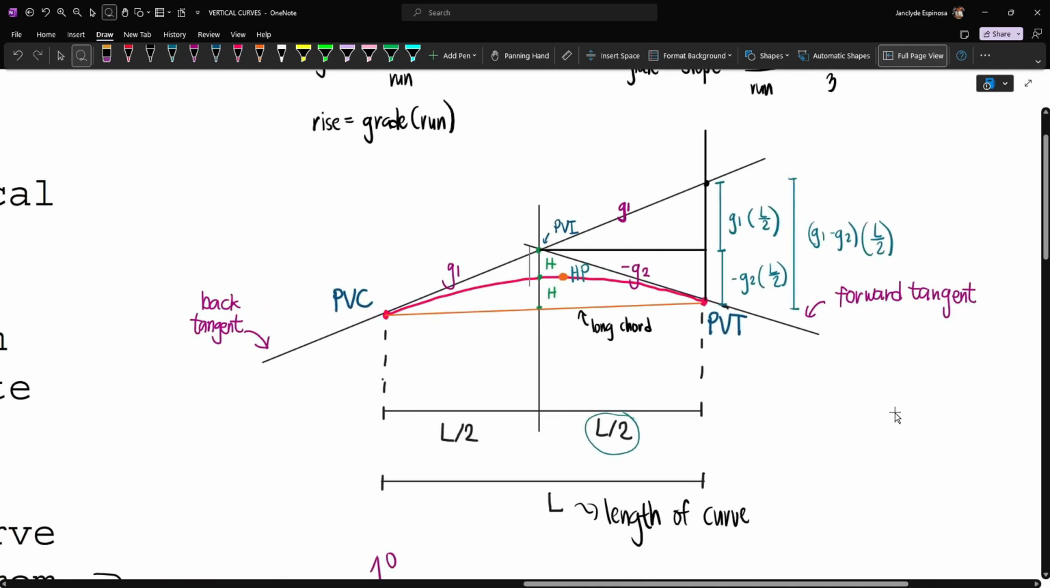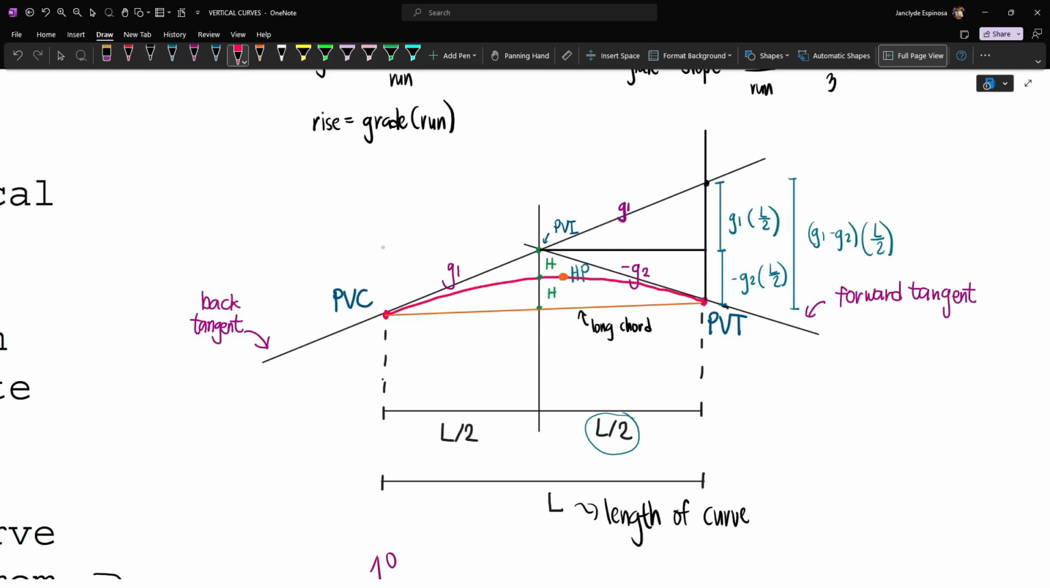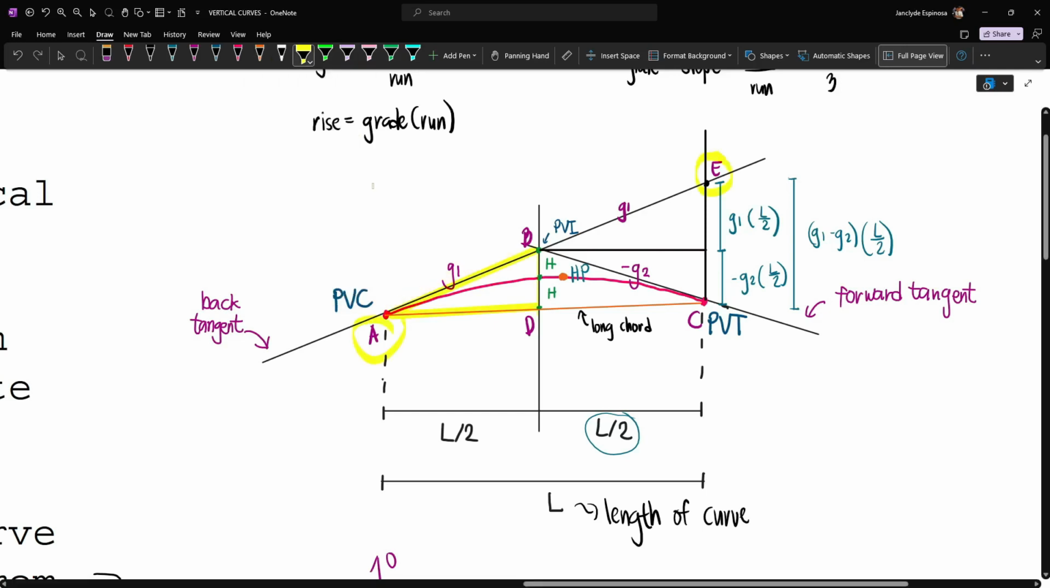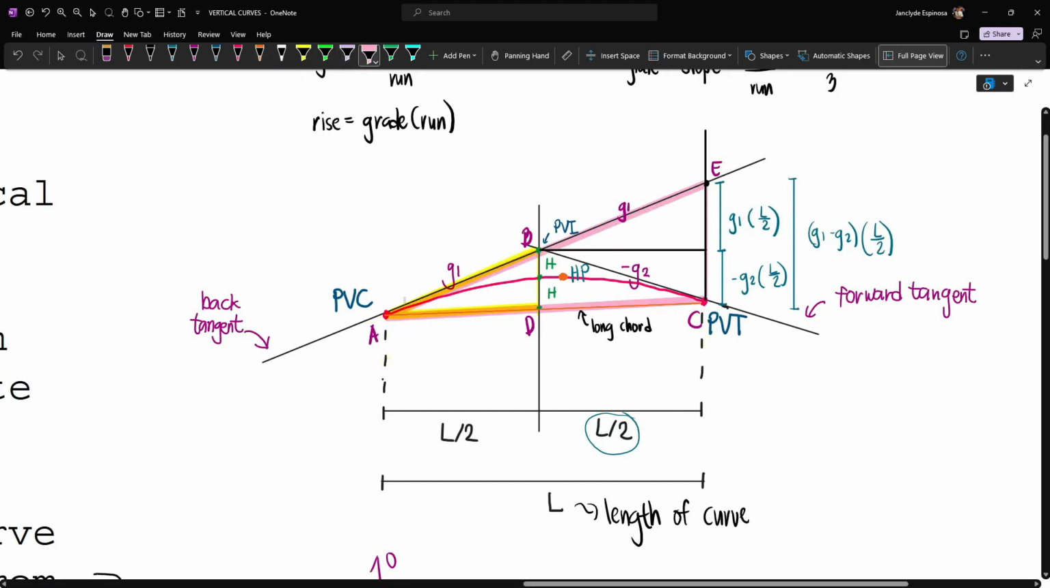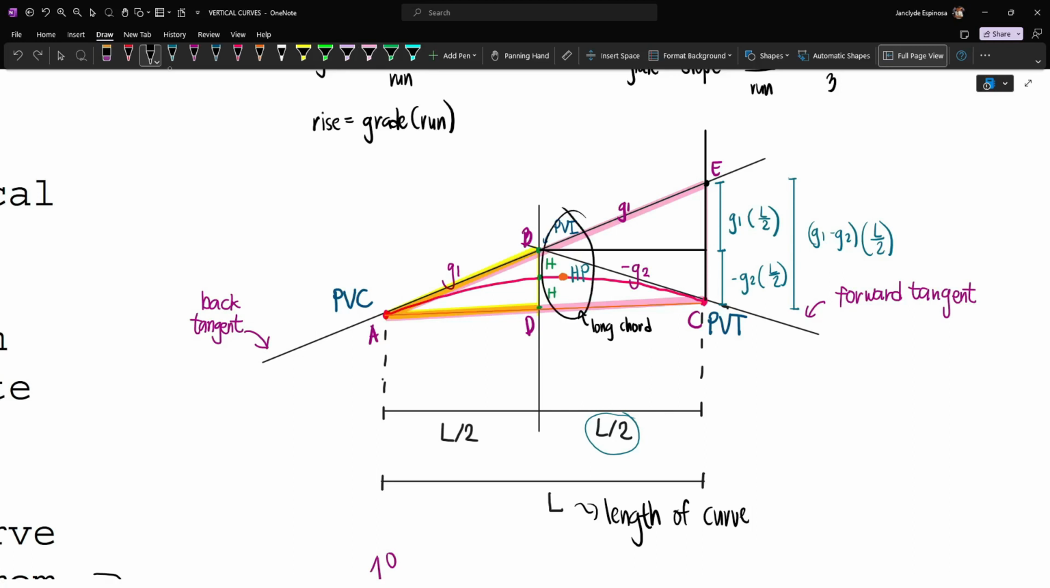Now the next thing that we have to do is label these points, and then look at the triangles that we can form. So let's say this is A, this is B, this is C, this is D, and this is E. Now, I believe you would agree that triangle ABD is similar to triangle ACE. And so as you can notice, these are similar triangles.